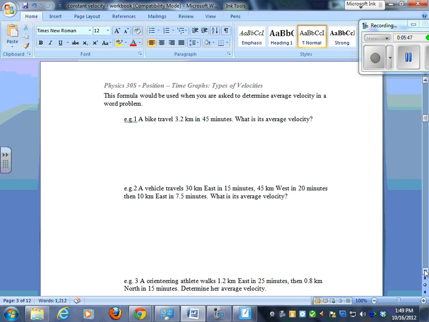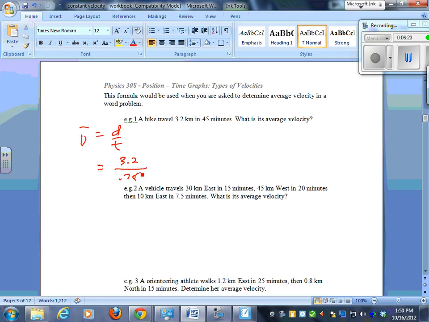So for example, a bike travels 3.2 kilometers in 45 minutes. What's the average velocity? That's an easy one, like the ones we just did. That's a single one, just v bar equals d over t. Now my 45 minutes should be converted to hours, or we could convert our 3.2 kilometers to meters. I'd like to do it the first way. So the displacement is 3.2, and I'm going to put 0.75 down there. Most of us know that 45 minutes is 3/4 of an hour, which is 0.75.